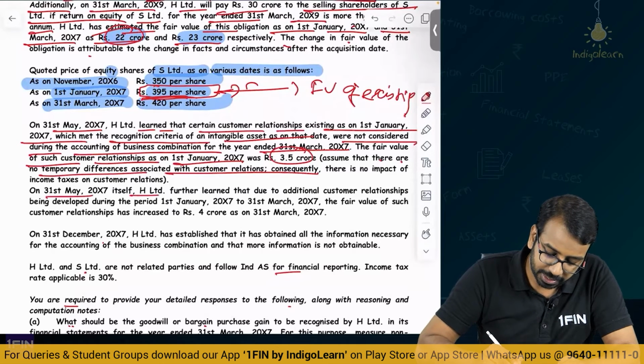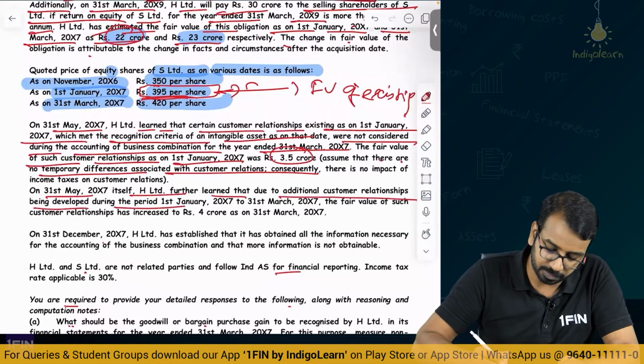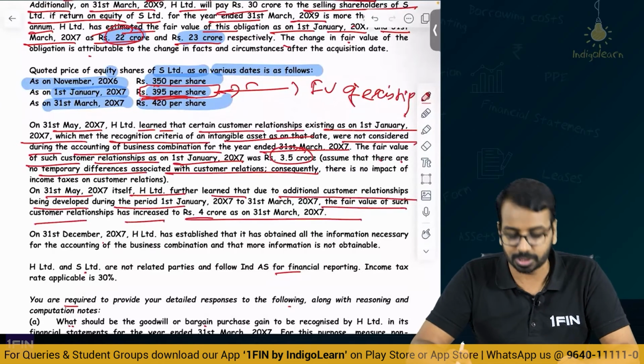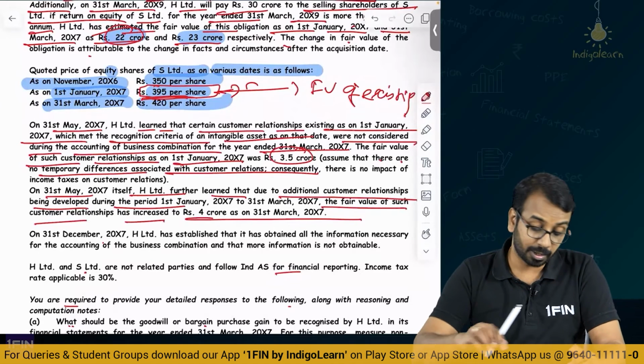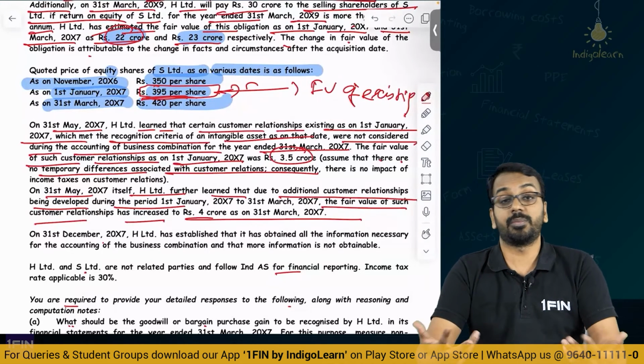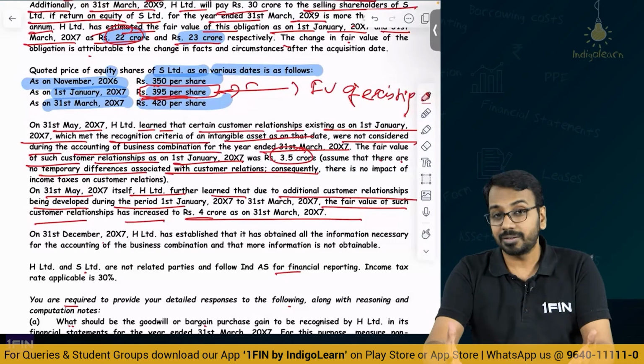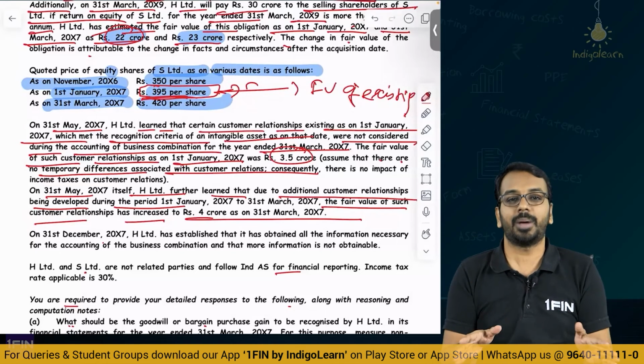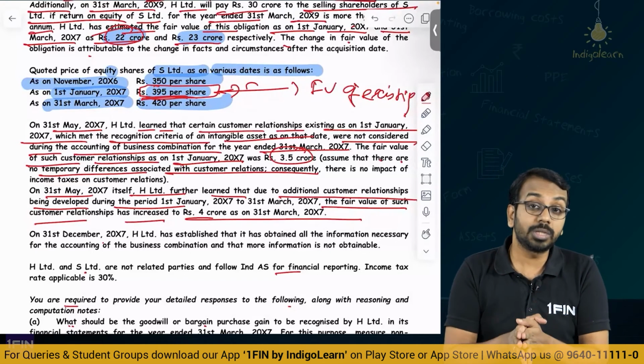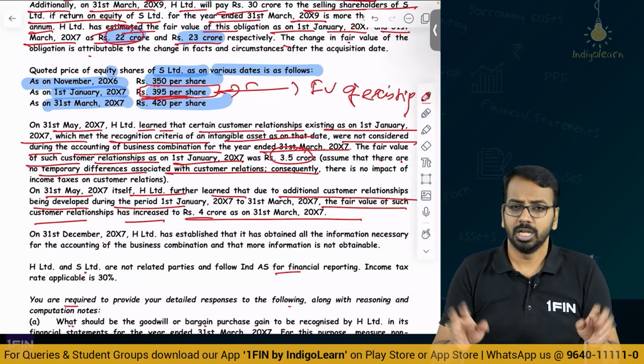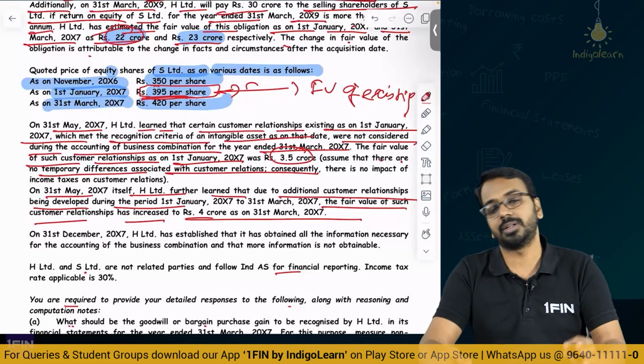Assume there are no temporary differences associated with the customer relation. On 31st May, H Limited further learned that due to additional customer relationship being developed during the period, the fair value of such relationship has increased to 4 crores as on 31st March. Now, what does this mean? We understood a concept of measurement period, that as on the date of acquisition, if we are not able to determine the fair values, we can do the accounting on provisional basis.